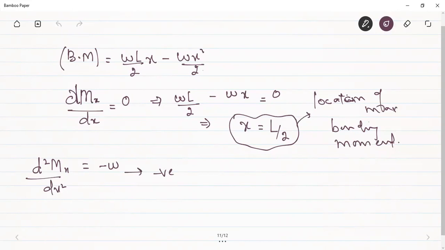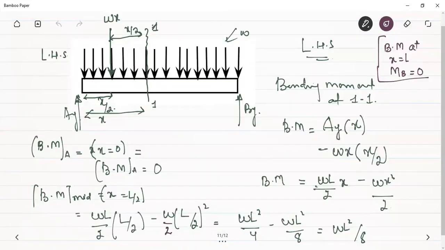See here, bending moment at A was how much? 0. Bending moment at B is 0. Bending moment at my midsection is how much? Omega L square by 8, and it is maximum. Therefore, we can say that from A to midsection, it will go on increasing because it will reach a maximum at midsection, and then it will go on decreasing so that it becomes 0 at B.